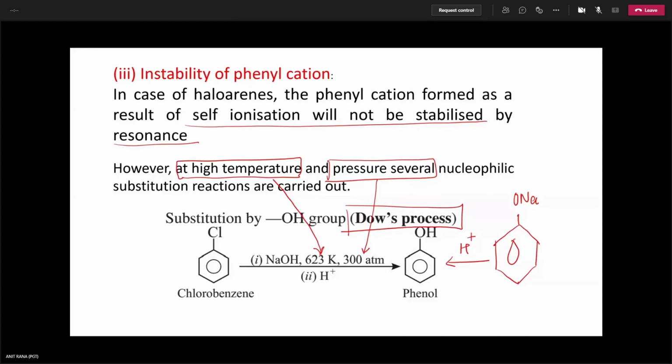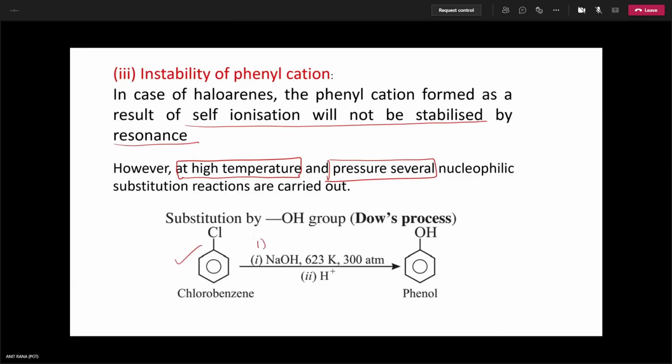Now, for 1 mark, we won't expect the student to write sodium phenoxide. So in the examination, if the question comes for 1 mark, how are you supposed to write the answer? You just write chlorobenzene, put the condition 1 followed by 2, so the teacher understands that there are 2 steps. First, you're treating with this, which on acidification will give you what? Phenol. Okay? So please do remember this.